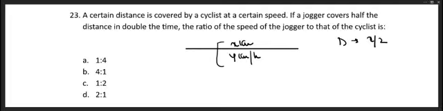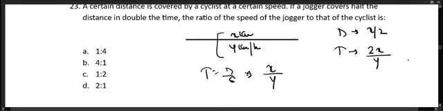So first we have to find the time taken by the cyclist to cover the distance. Time is equal to distance upon speed. Distance is x kilometers and speed is y kilometers per hour, then time will be x by y. Here the time taken by the jogger will be 2x by y, because the jogger takes double the time taken by the cyclist to cover half of the distance.